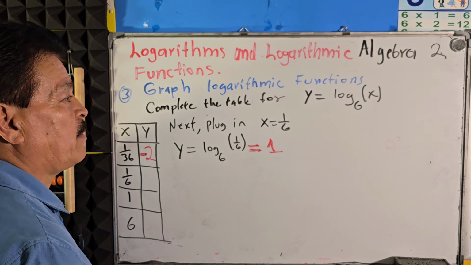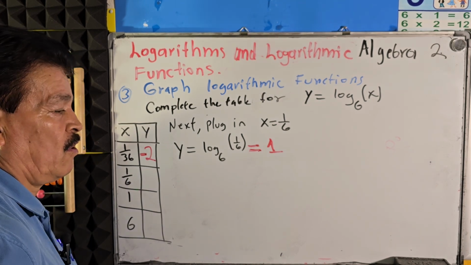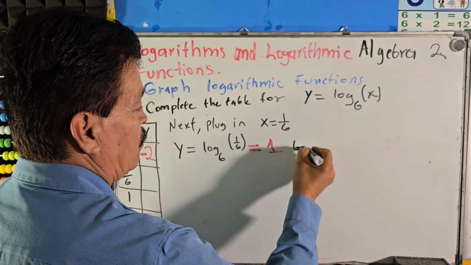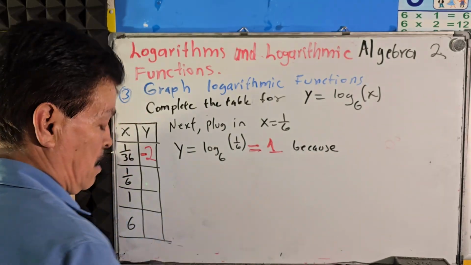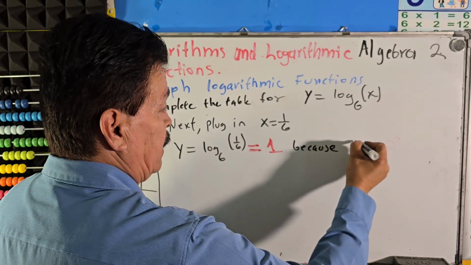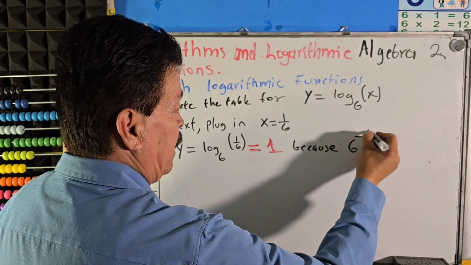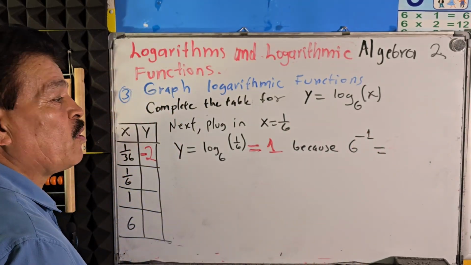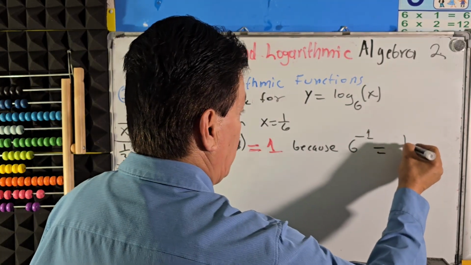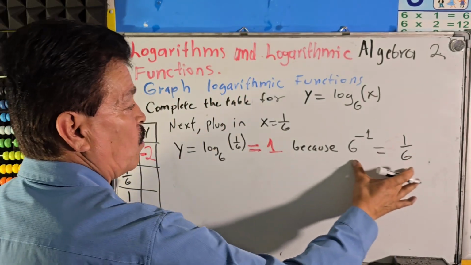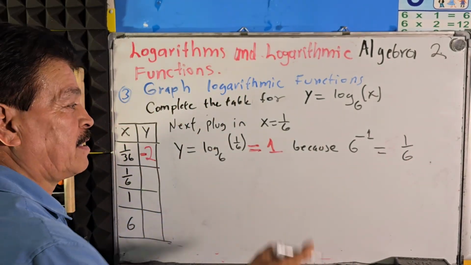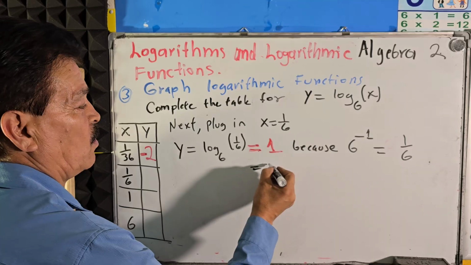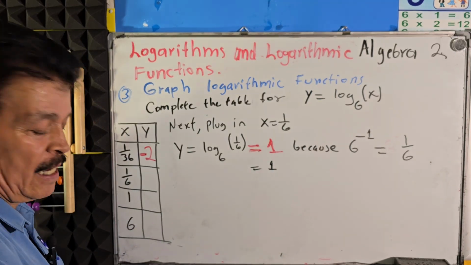I will write with red color so you are not confused, because in this case we have 6 to the -1 power. So this is the proof, right? This is the proof, equals 1/6. This is y. Is 1 the answer?